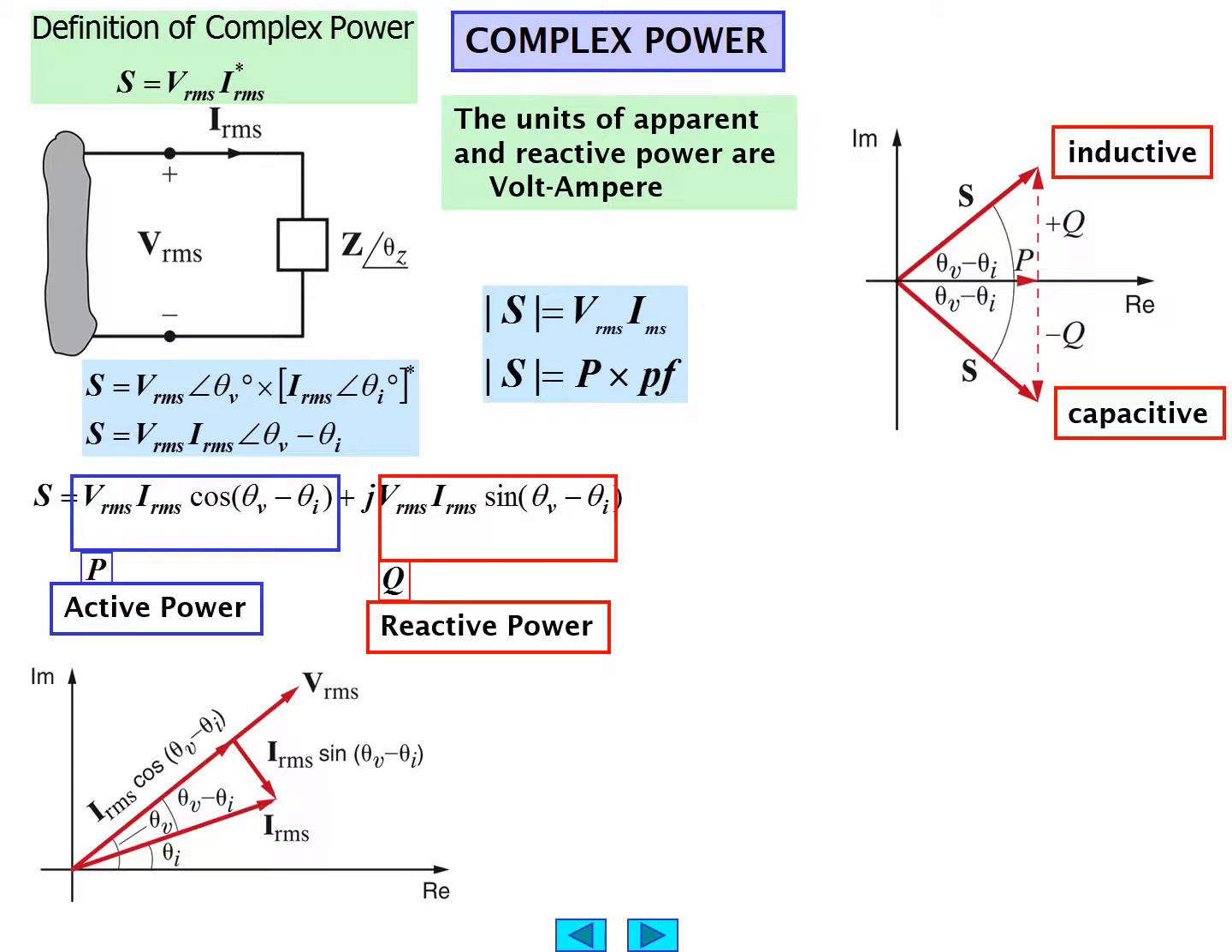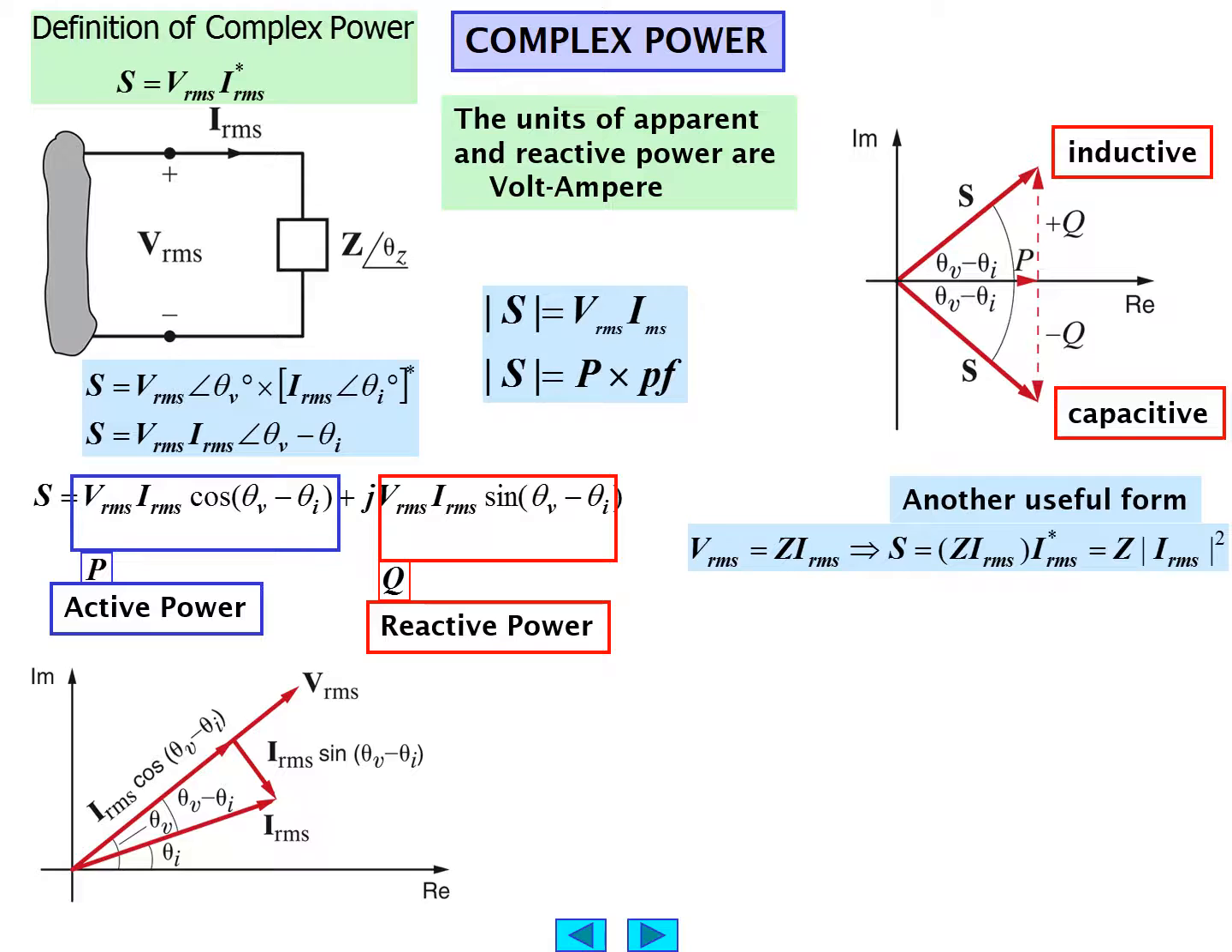So again, if we plot the complex power S, we could see that if theta V minus theta I is positive, we have a term which is inductive as a result, and we have active power P along the real axis and plus Q, if you will, the reactive power pointing on the positive imaginary axis. And on the other hand, if we plot S as theta V minus theta I with minus Q, we have a capacitive loading system.